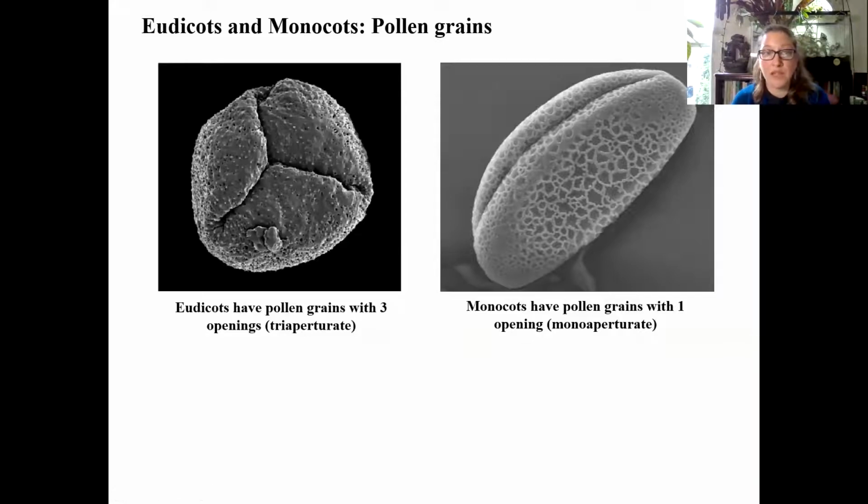Another way to tell them apart is to look at the pollen grains under the microscope. The eudicots have pollen grains that have 3 openings. I'll use yellow. On the top left here, you see a close-up of a pollen grain under the microscope. This pollen grain has 3 holes in it, 3 openings, and that's a characteristic of the eudicots. However, monocots have pollen grains with a single opening. And that's another way you can tell them apart.